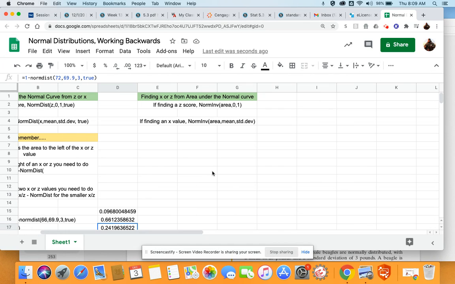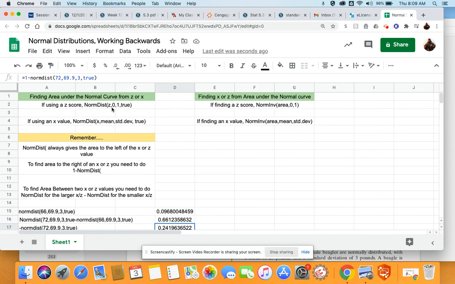So that's just a quick review of what we did in section 5.1 and 5.2. These, of course, were using actual data values. If we were just using z-scores, that wouldn't be any more difficult. We didn't put the z. 0 is the mean. 1 is the standard deviation.